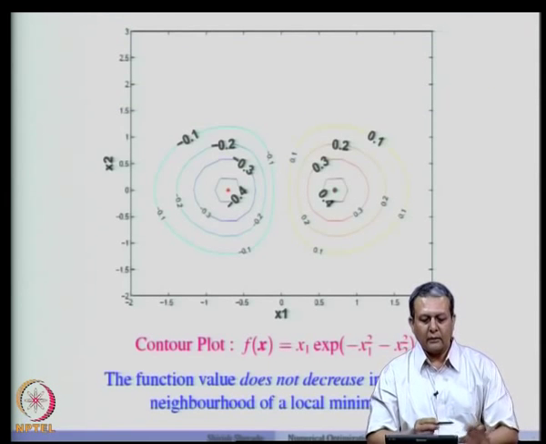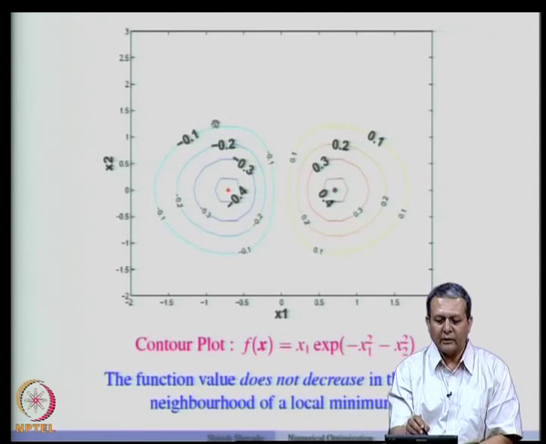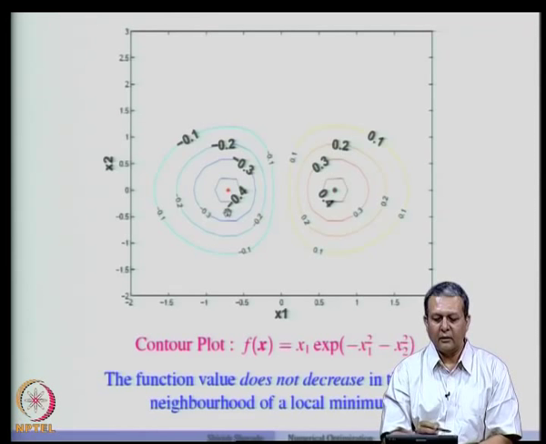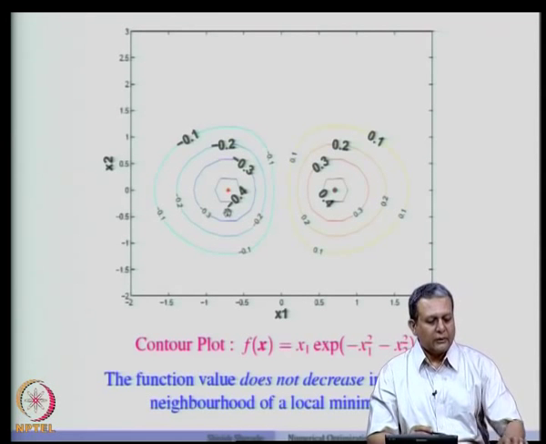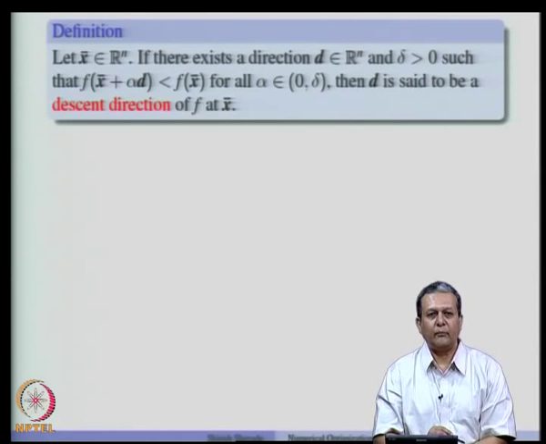So, if we look at this point, suppose we take this point and start moving in this direction. So, this is a descent direction from this point. If we take another point, again this is a descent direction. So, these are some descent directions at different points.